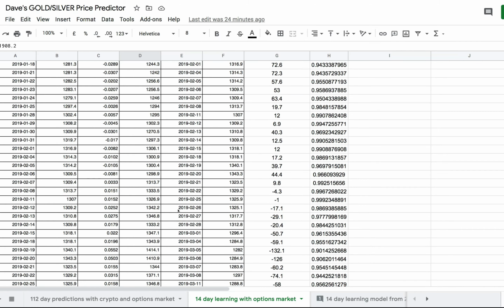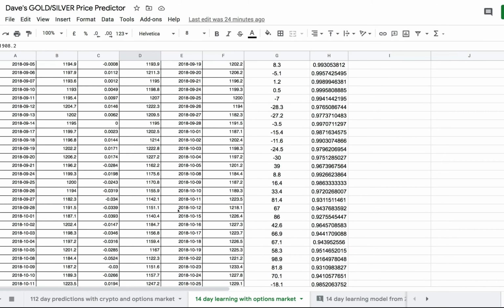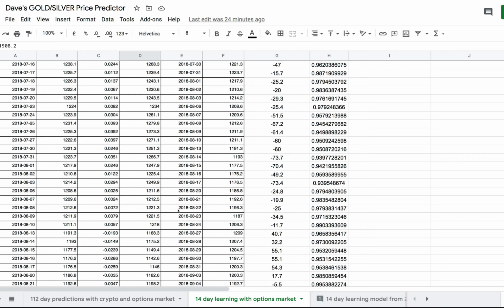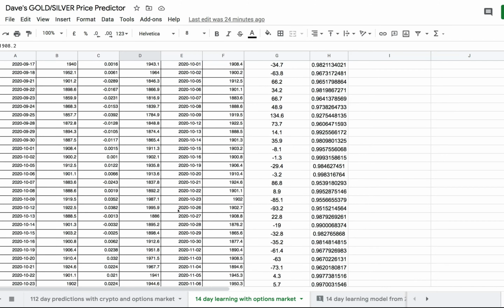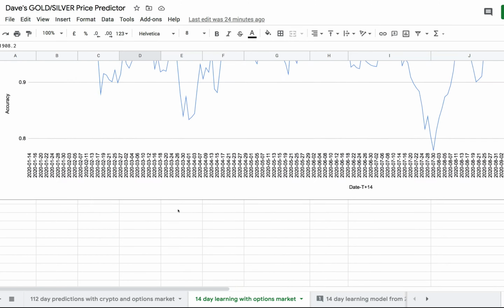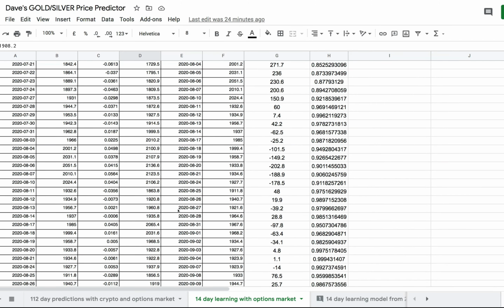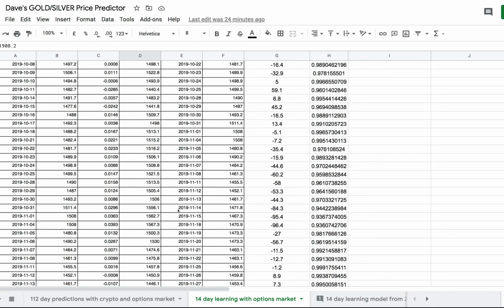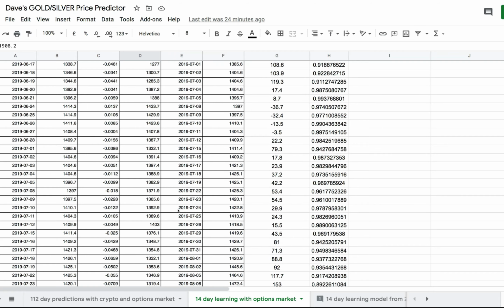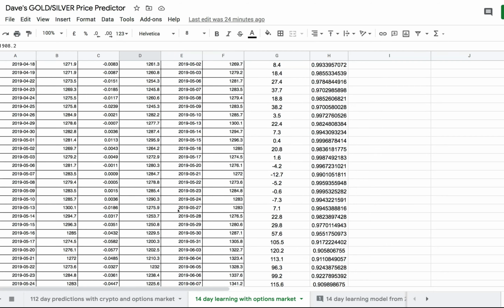I've been testing different types of information going into it. I think the one that takes into consideration the options market is potentially one of the better models. So I've been doing the 14-day projection for the price of gold, taking into consideration the options market and also cryptocurrencies and everything else.